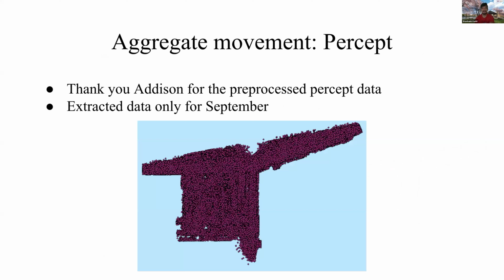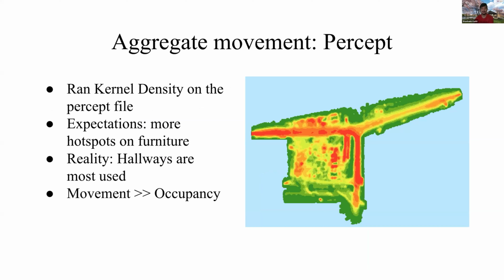The other thing that saved me time was Addison. Thank you so much. I got the Percept data. I was able to filter it for the month of September, and I cropped it inside the study area. I think I'm pretty happy with doing it for only September. It's very data intensive. The idea was to see how much occupancy or movement is occurring inside the space with each method. I was able to do it thanks to Addison. So I just ran a small kernel density map, and this is what I have.